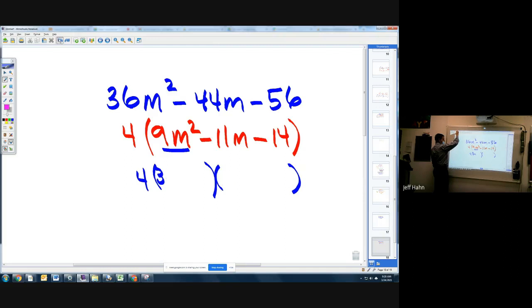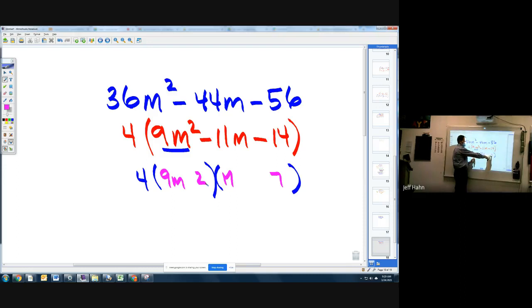I'm going to guess, quite honestly, maybe this has to be a 9m, and this has to be an m. Maybe that's my only option. So now what do I have to do? I have to go through the whole process again. Let's do a 7 and a 2. Well, I can kind of rule that out because 9 times 7 is 63, and 63 and 2, there's no way. So let's try this again.